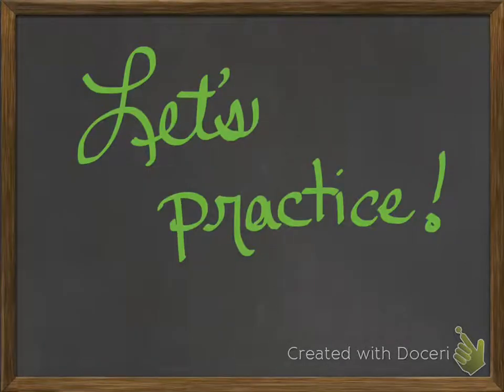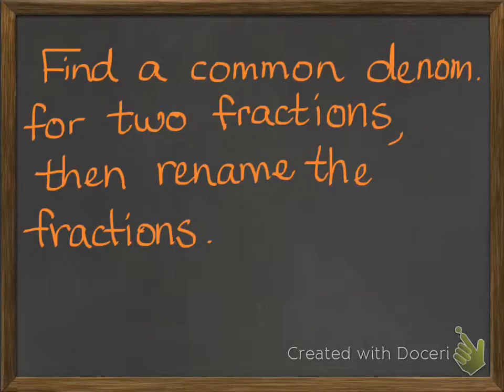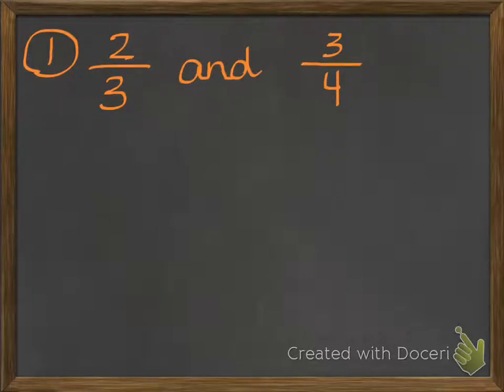Okay, so let's practice. We're going to try to make common denominators. That means the denominator is the same for two different fractions. Find a common denominator for two fractions, then rename the fraction. So we have 2/3 and 3/4. One option, my first option, is to look and see if one of the denominators is a multiple of the other, and these are not. So I'm going to go to my next option.